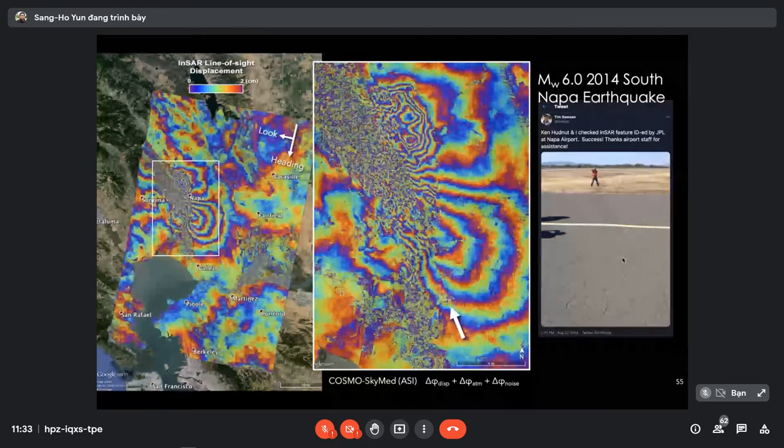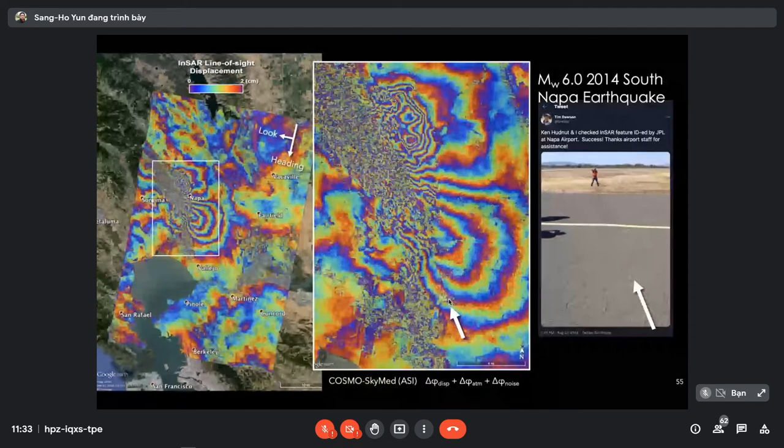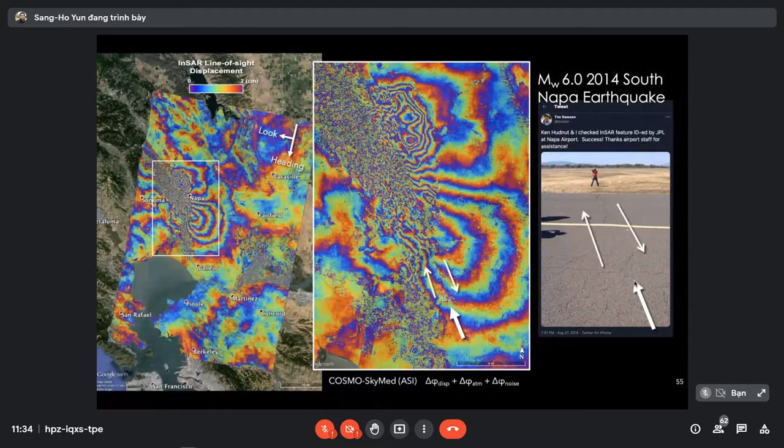You can see the en echelon type crack on the airport runway, and this would not have been possible if we didn't produce and quickly share this ground deformation map with the field crew. You can see on the ground along this line, there's the ground crack. This is a typical crack pattern when strike slip faulting is occurring.